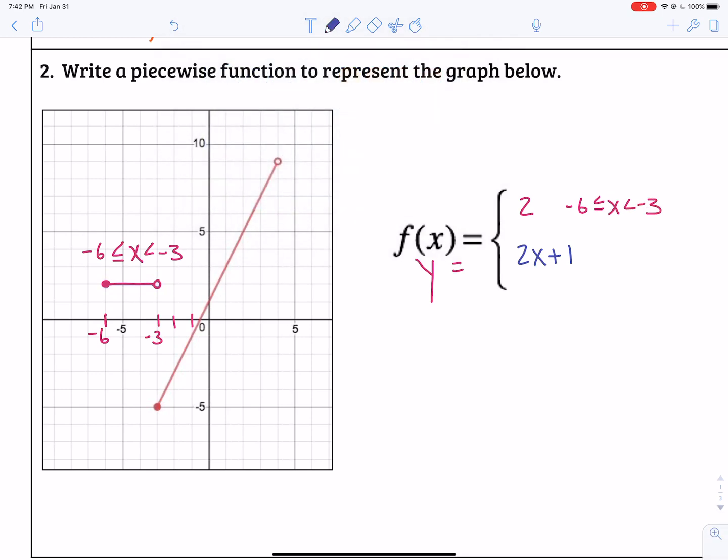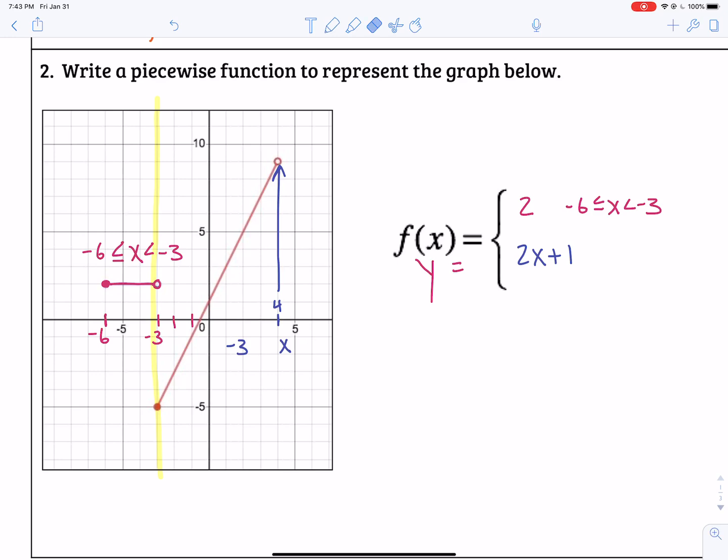And then this other graph, we take a look at that. Notice they share this fence at negative 3. So that's where this one starts. And the domain goes from negative 3 to positive 4 is your x value right there.